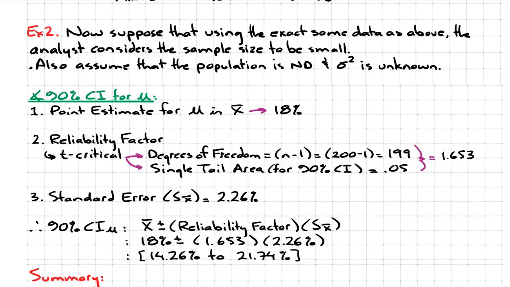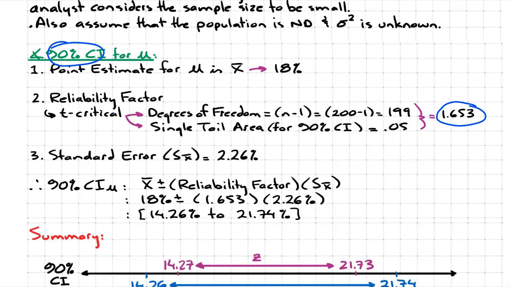So what t is telling us is, if you want to construct a 90% confidence interval, you have to go plus or minus 1.653 standard errors away on either side from your sample estimate. And the value of each standard error is 2.26. So then we just put it all together.